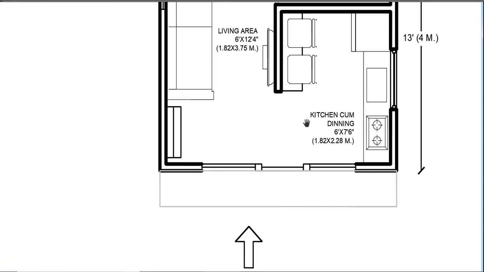On the right side we have the kitchen cum dining area. You can see here the kitchen cabinet with burner, sink and refrigerator arrangement. Also on the left side we have a dining counter with 2 chairs and a large size window for ventilation and light purpose of this area.